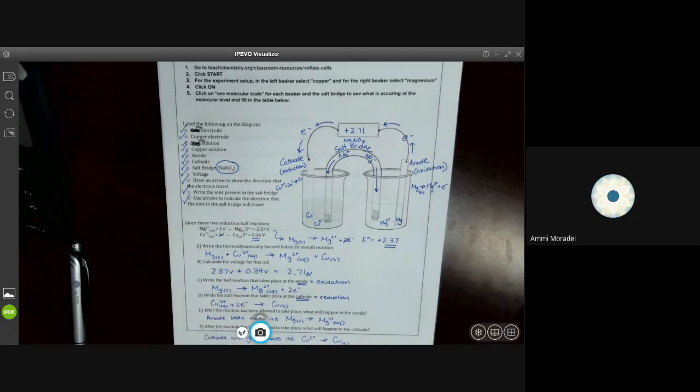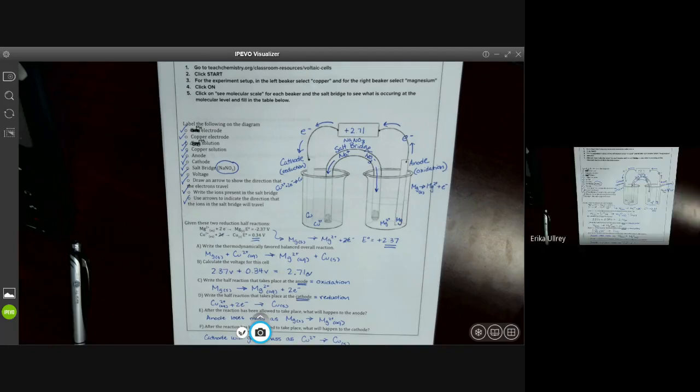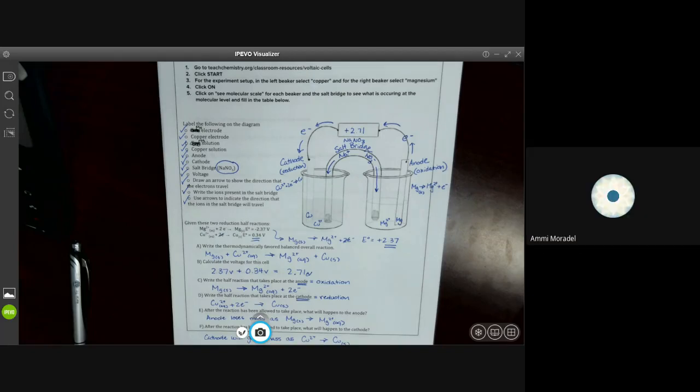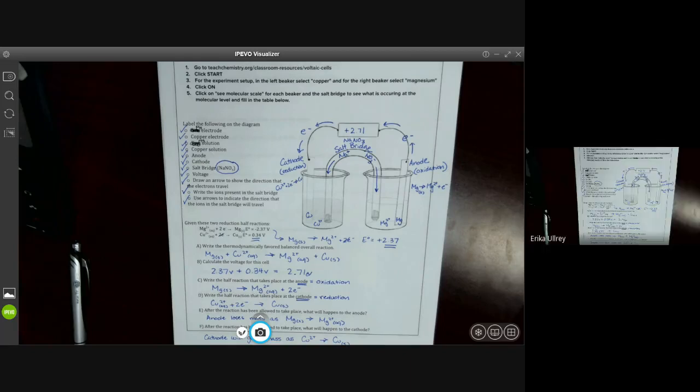So the anode will always receive the negative end of the salt, right? To balance out the loss of electrons. And the cathode will always receive the positive end to balance out the extra negative electrons, right? Yes, that's exactly what's going to happen, Ami. Yep. Any questions with that?